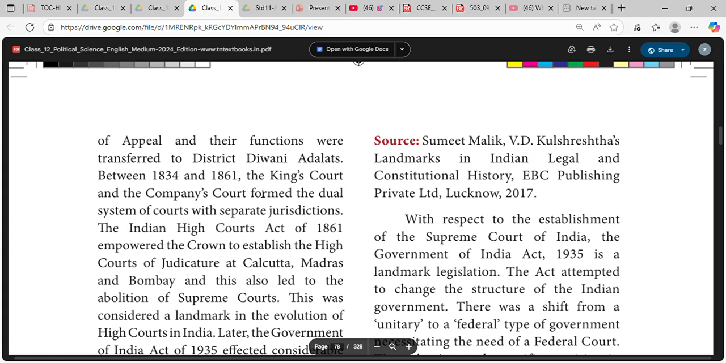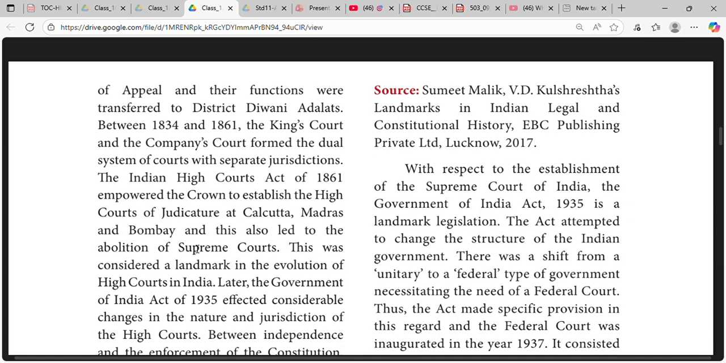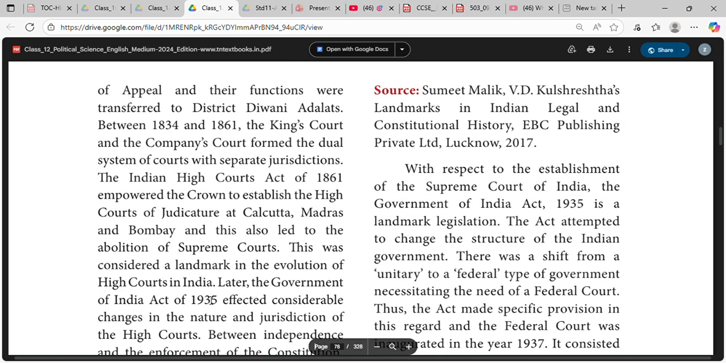Between 1834 and 1861, the King's Court and the Company's Court formed the dual system of courts with separate jurisdictions. The Indian High Courts Act of 1861 empowered the Crown to establish the High Courts of Judicature at Calcutta, Madras, and Bombay, and this led to the abolition of Supreme Courts. This was considered a landmark in the evolution of the High Courts in India.